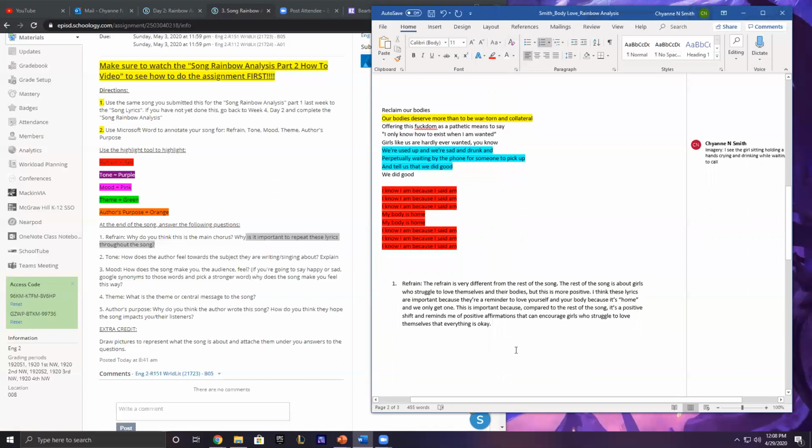So just to recap it, it says, the refrain is very different from the rest of the song. The rest of the song is about girls who struggle to love themselves and their bodies, but this is more positive. I think these lyrics are important because they're a reminder to love yourself and your body because it's home and we only get one. This is important because compared to the rest of the song, it's a positive shift and reminds me of positive affirmations that can encourage girls who struggle to love themselves. And that everything is okay doesn't make sense, so I don't need that.